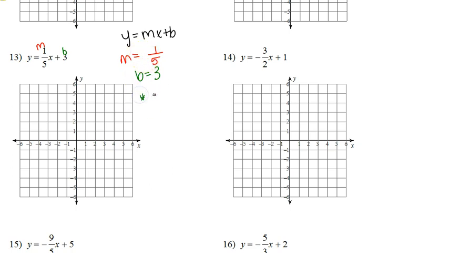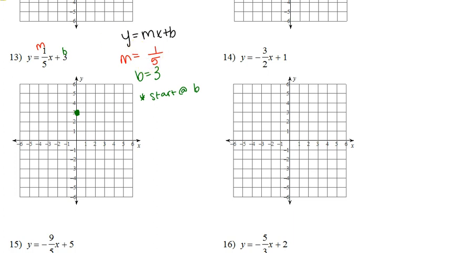Maybe I'll make a little note here. Start at b. b is 3, and we always start on the up and down axis. We're always going to start on this, so I'm going to find the positive 3 and plot a point there. That's where I'm going to start from.